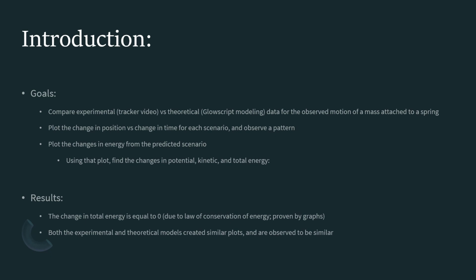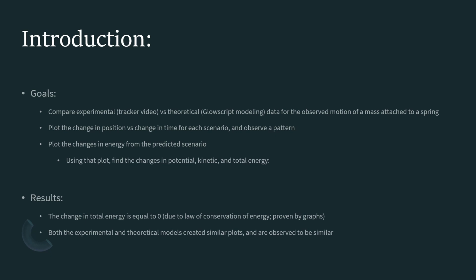So our goals are to compare experimental tracker video data versus theoretical or closed-form modeling data for the observed motion of a mass attached to a spring. And the goal from this is, with that observed data, to plot the change in position versus change in time for each scenario, to observe a pattern for those graphs, and then plot the change in energy from the predicted scenario from both scripts, and using that plot find change in potential energy, kinetic, and total energy.